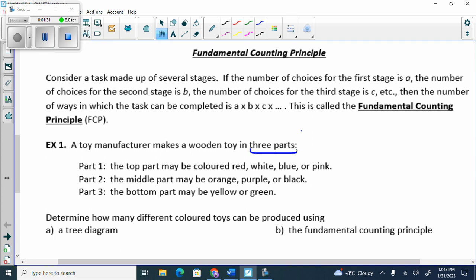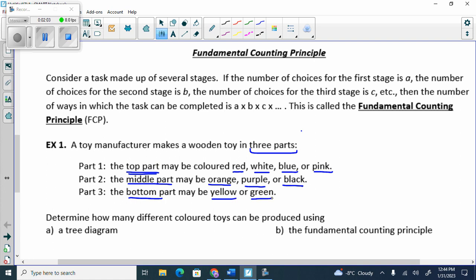All right, in 3 parts. We have the top part. The top part can be colored red, white, blue, or pink. So we have 4 options for that top piece. Then part 2, we have the middle part, and it can be orange, purple, or black. And then we have a third piece, which is the bottom part, and it can be yellow or green.